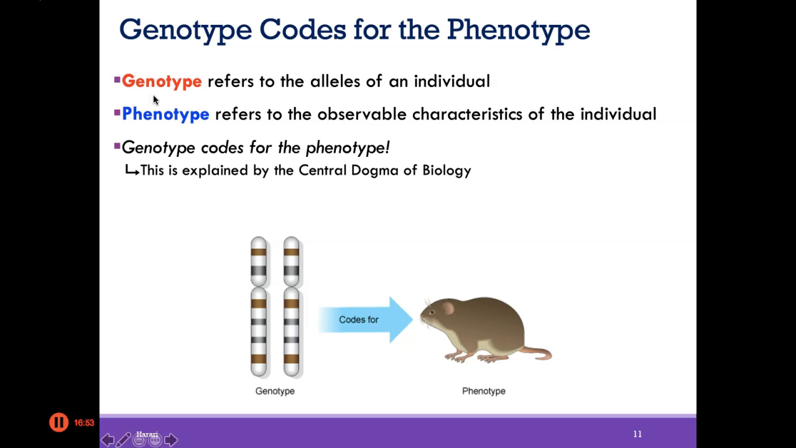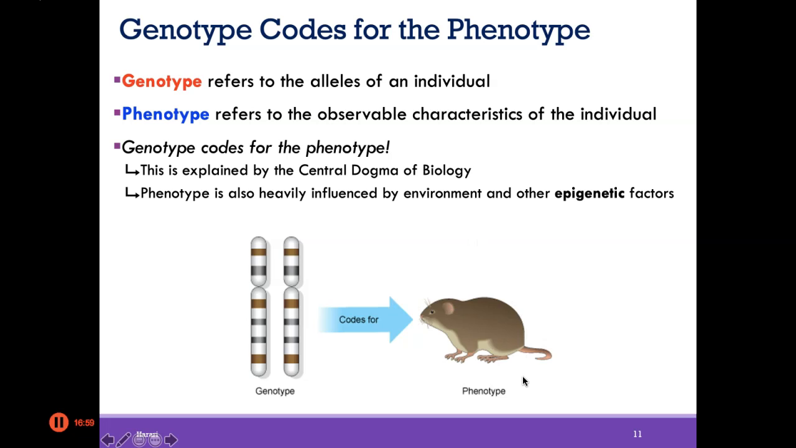Instructions in the genotype help specify what the observable characteristics of the individual will be. There are some exceptions, right? It's not just simply whatever the genotype says, that's what the phenotype will be, because phenotype is heavily influenced by the environment and other epigenetic factors. And when I say environment, I'm not just saying it's going to be affected by a cloudy day or a rain shower. Right? Environment means what are the pollutants in the atmosphere?